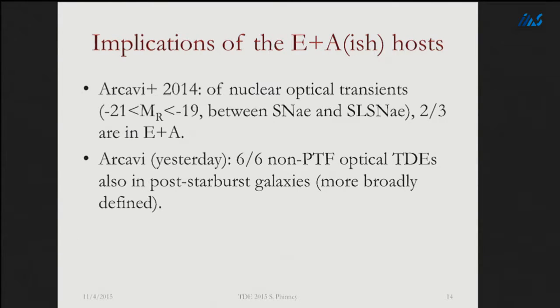Okay, let me spend a little time. I think this E plus A business is quite interesting, so let me give a slightly different take on it than was given earlier this morning. As you heard, originally 2 out of 3 of the PTF nuclear optical transients were in E plus A galaxies, and yesterday we heard that 6 out of 6 of the other ones are in E plus A-ish galaxies, shall we say.